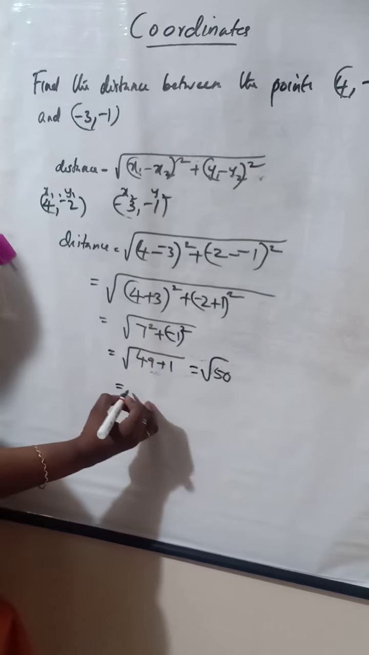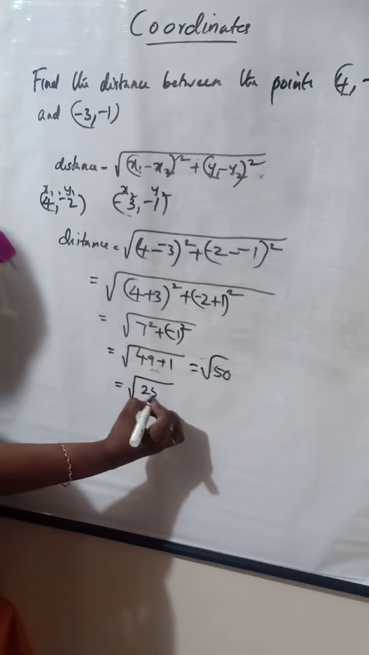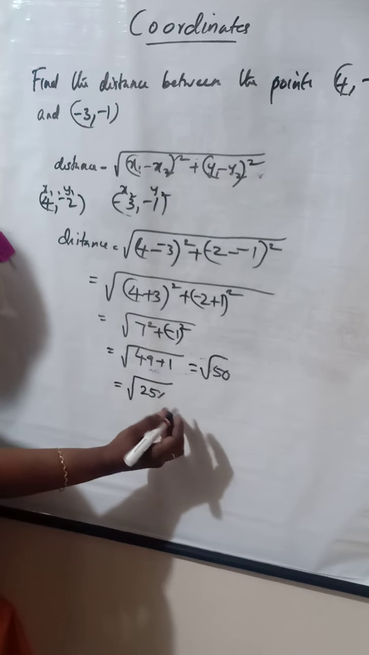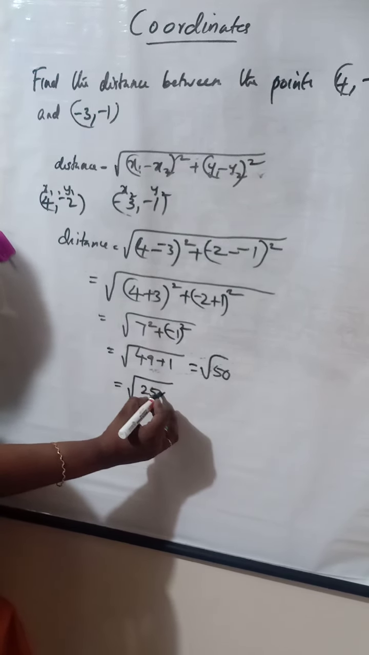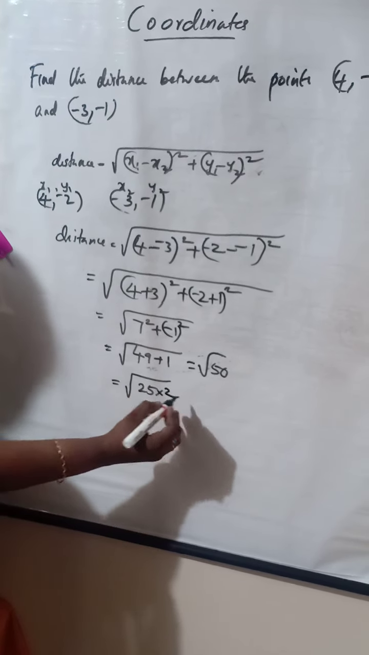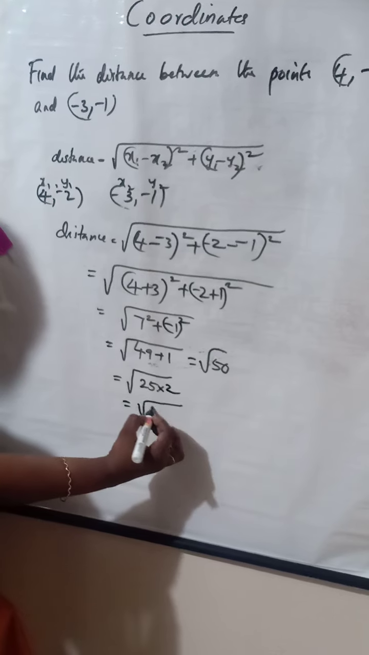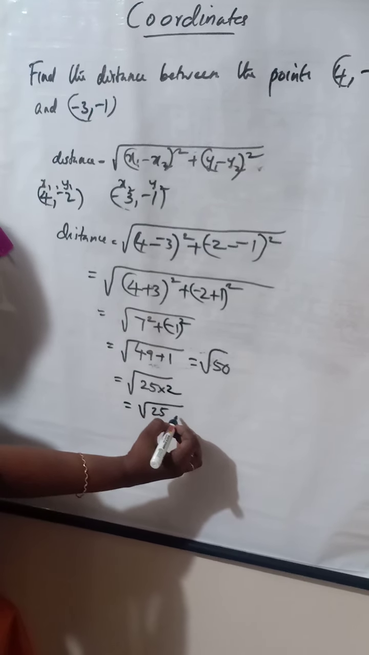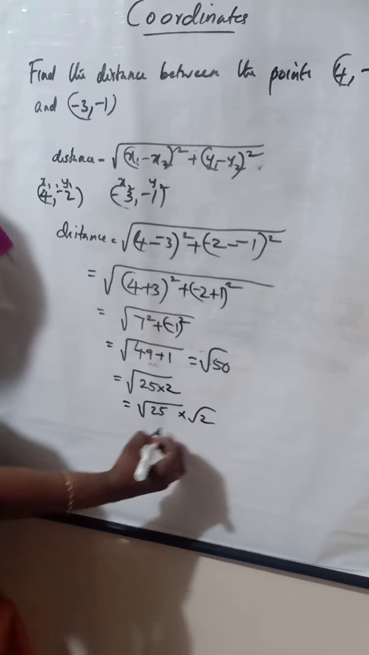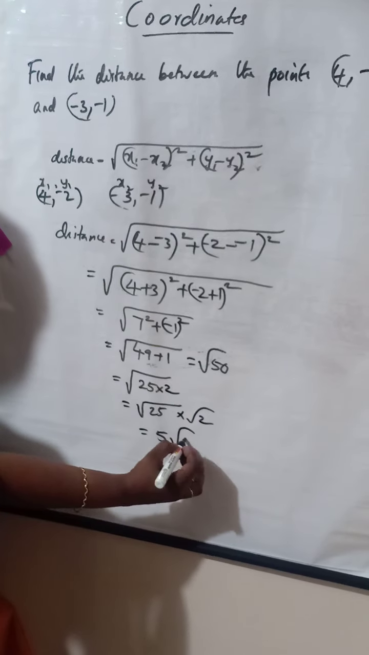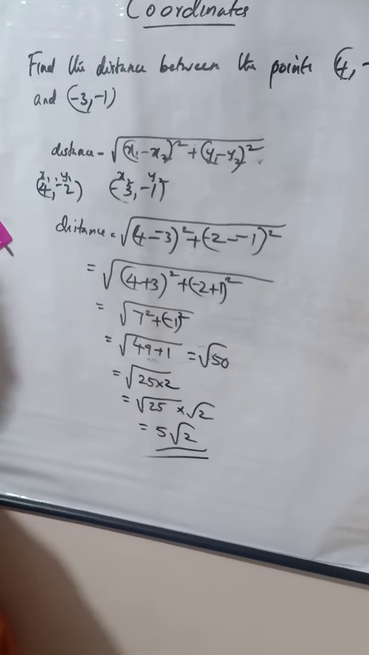So it can be written as root of 25 into 2. So we can write it as 5 root 2. Root 25 is 5. So 5 root 2 is the answer. Clear?